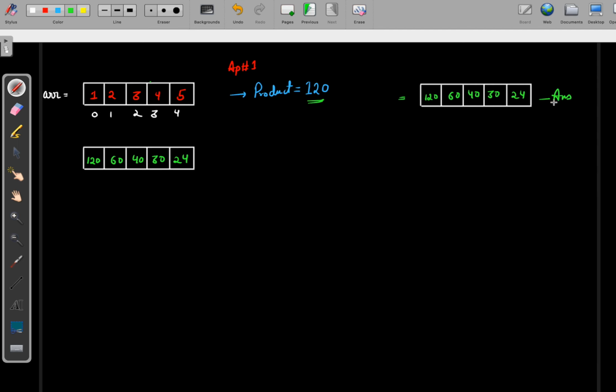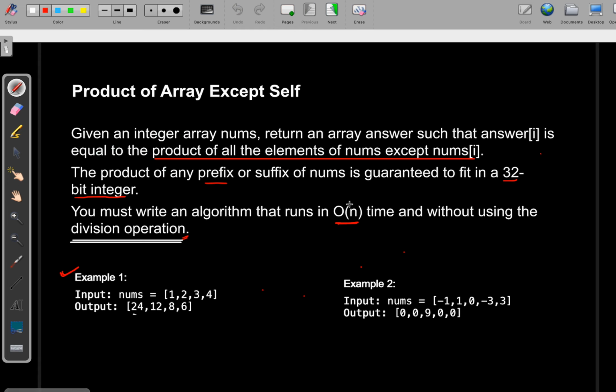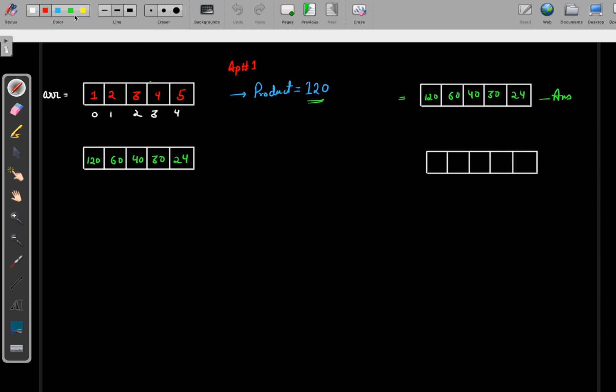But the issue with this is that it is not applicable. First of all, it is restricted in the question itself that you can't use the division operation here. But suppose you are using this method as well, here we have some edge cases that we need to understand. Even in example 2, you can understand the edge cases, that is -1, 1, 0, -3, 3. So if I write -1, 1, 0, -3, and 3.